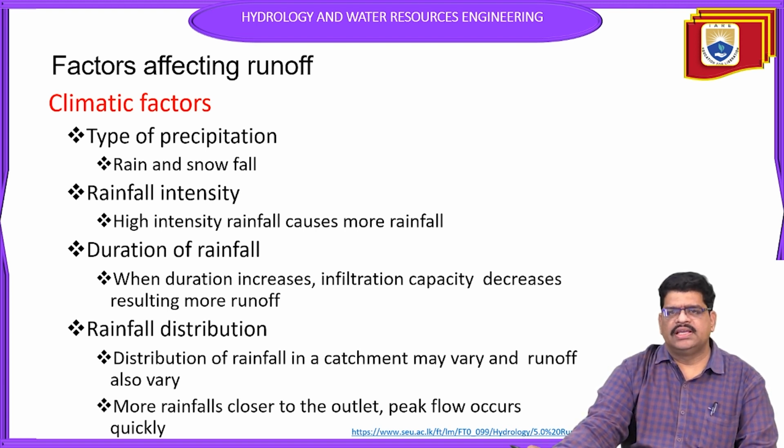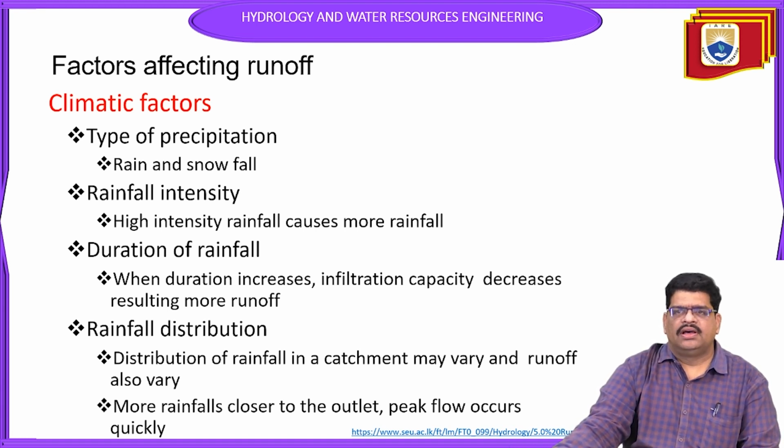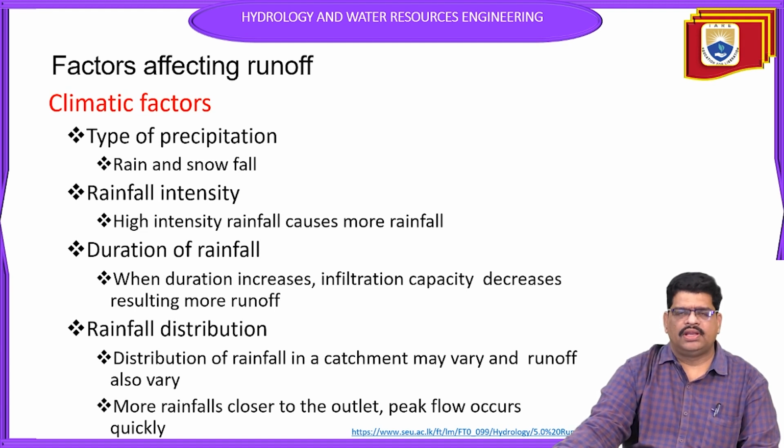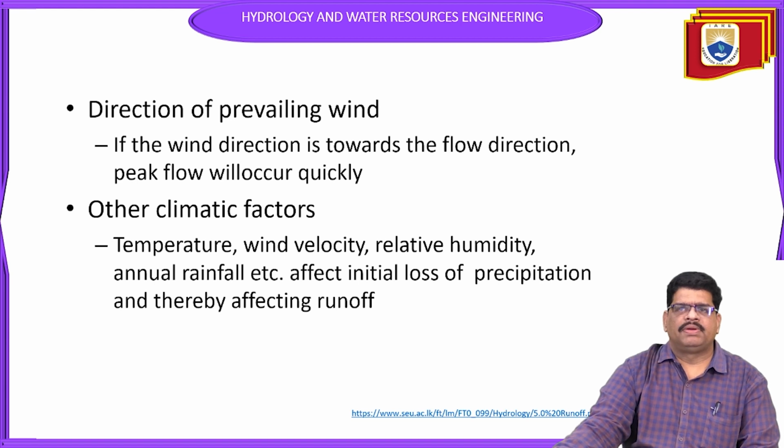When the duration increases, what happens? Infiltration capacity decreases. Why? Because excess water is coming continuously, so infiltration decreases compared to the previous one, due to the increasing effect of temperatures. So that is the main reason. Next, rainfall distribution. What is meant by rainfall distribution? The distribution of the rainfall in the catchment varies, and the runoff also varies. The closer it is to the peak, the quicker the effect of the rainfall distribution.